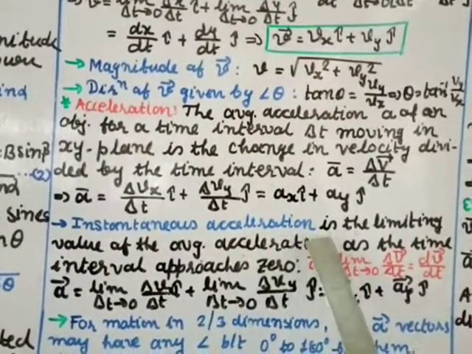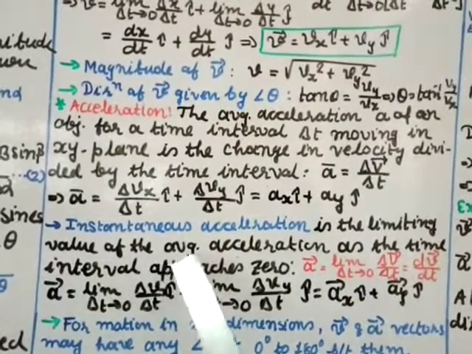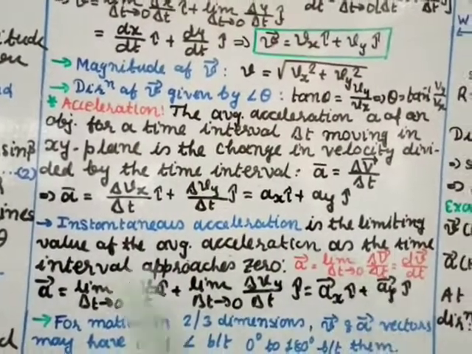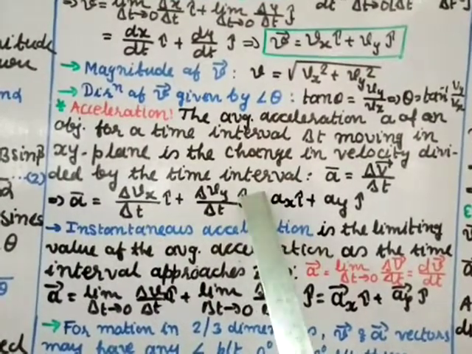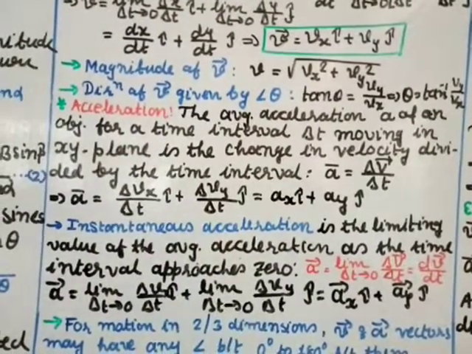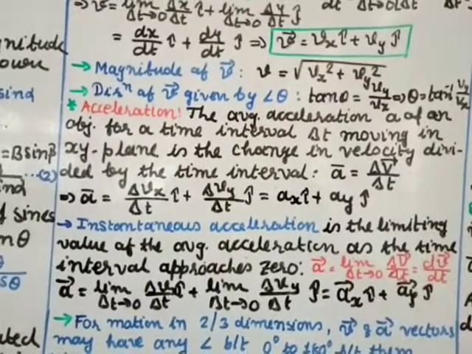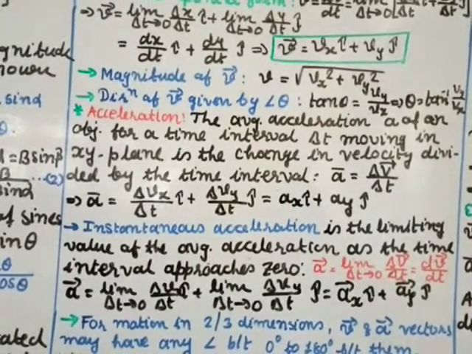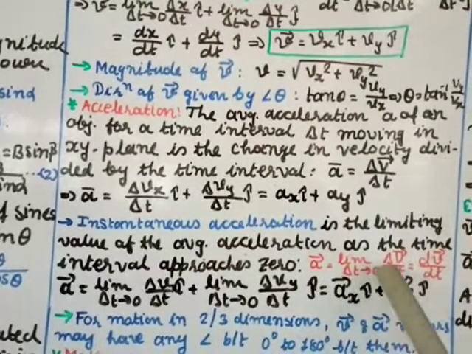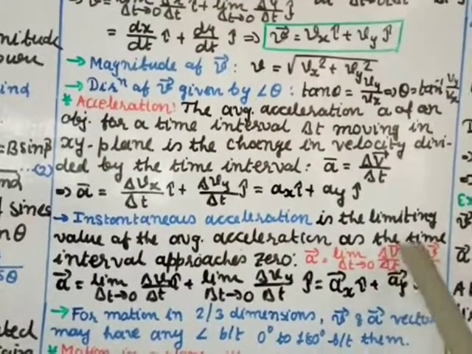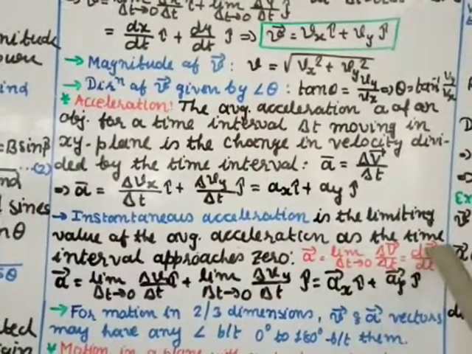Instantaneous acceleration is the limiting value of the average acceleration as the time interval approaches 0. So in the average acceleration, if you take delta t tending to 0, then we get instantaneous acceleration, or simply acceleration. So a is equal to limit delta t tends to 0 delta v by delta t. In calculus we can write this as dv by dt.